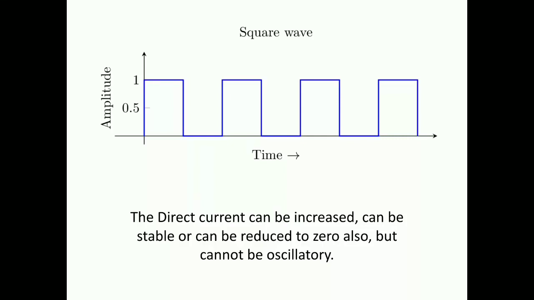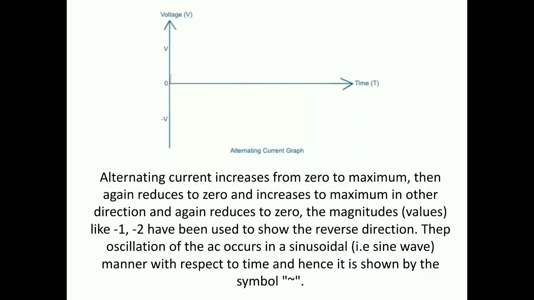The direct current can be increased, can be stable, or can be reduced to zero also, but is not oscillatory. Alternating current increases from 0 to maximum, then again reduces to 0 and increases to maximum in the other direction and again reduces to 0. The magnitudes, that is values like -1, -2, have been used to show the reverse direction. The oscillation of the alternating current occurs in a sinusoidal, that is sine wave manner with respect to time, and hence it is shown by the symbol.